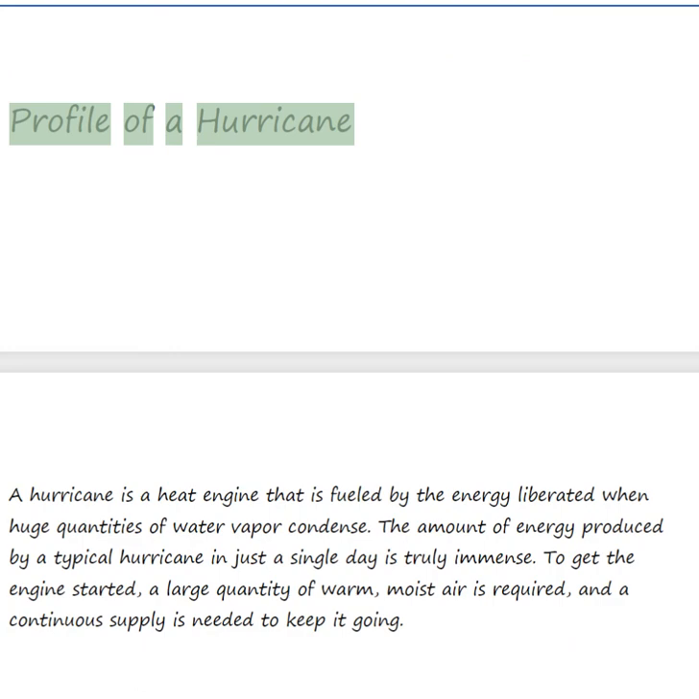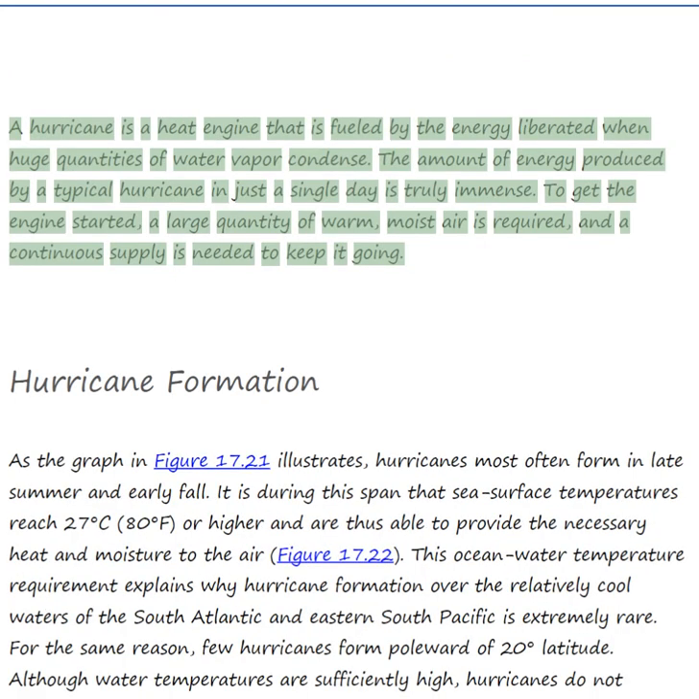Profile of a hurricane. A hurricane is a heat engine that is fueled by the energy liberated when huge quantities of water vapor condense. The amount of energy produced by a typical hurricane in just a single day is truly immense. To get the engine started, a large quantity of warm, moist air is required, and a continuous supply is needed to keep it going.